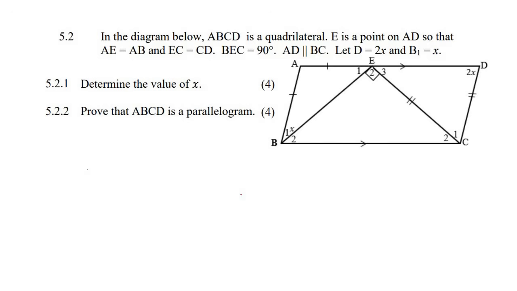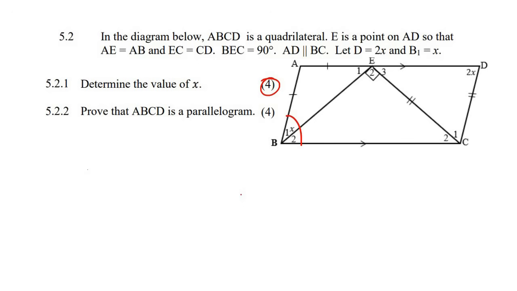In the diagram below, ABCD is a quadrilateral. E is a point on AD such that AE is the same as AB. Okay, so those two lengths are the same. And then EC is the same as CD. So those are the same. Now, let's see. D is 2x. B1 is x. Okay. And then AD is parallel to BC. So these two lines are parallel. All right. So the first question for 4 marks says, what is the value of x?